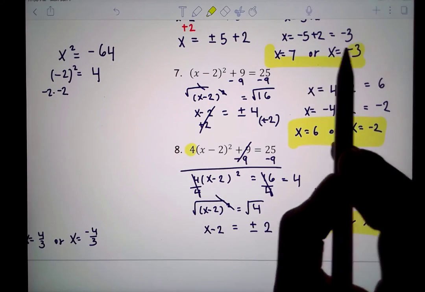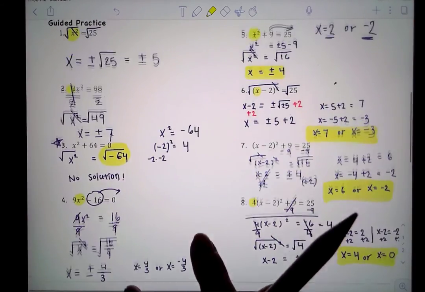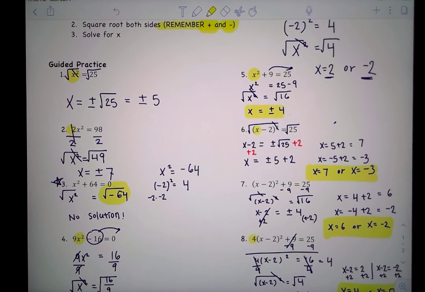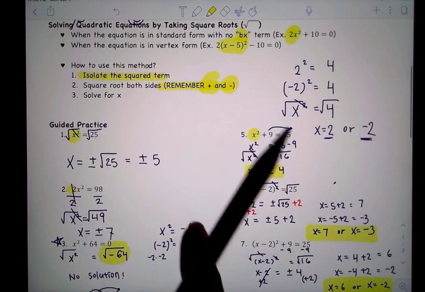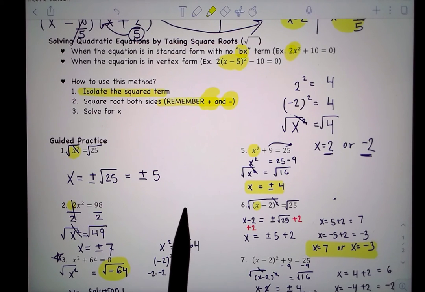So that's it, guys. That is solving a quadratic equation by taking the square root. Just remember, if you cannot factor, then you need to think about this way. And definitely you don't have the bx term, the middle term, so you have only a and c. Then this is much easier than factoring or difference of squares. So just remember this method.